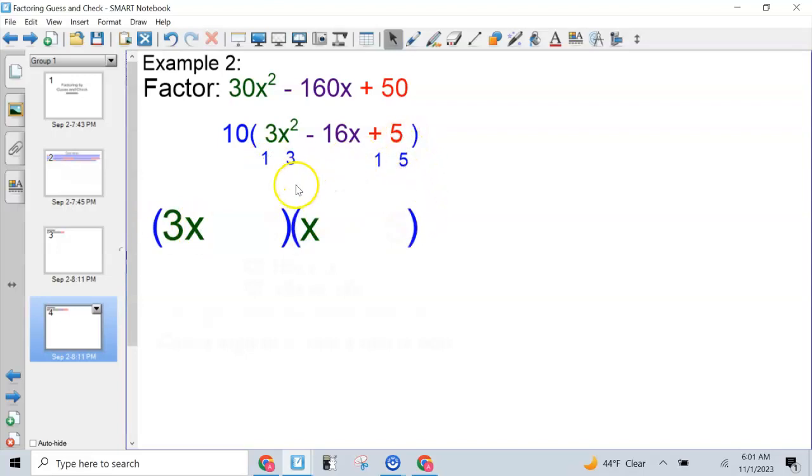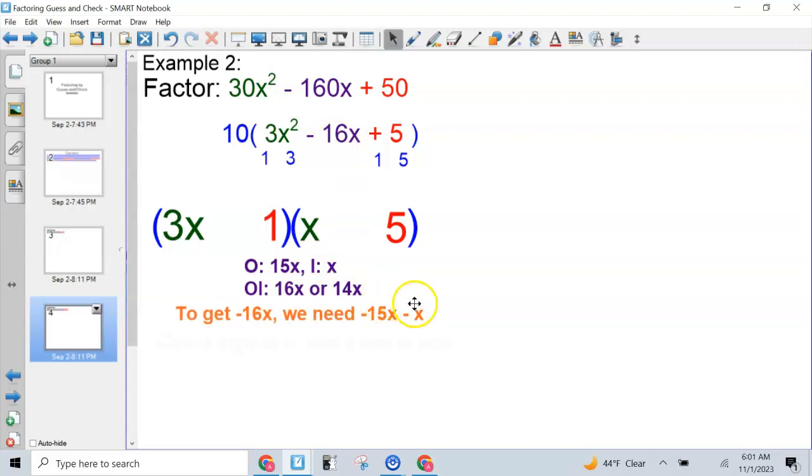I don't know if it's 1 and 5 or 5 and 1. I'll try the first one, 1 and 5. My outside is 15. My inside is 1. 15 and 1, add to 16, subtract to 14. Well, then I need 16, so that's good. To get a negative 16, the 15 has to be negative and the 1 has to be negative. So I put negative signs for both.